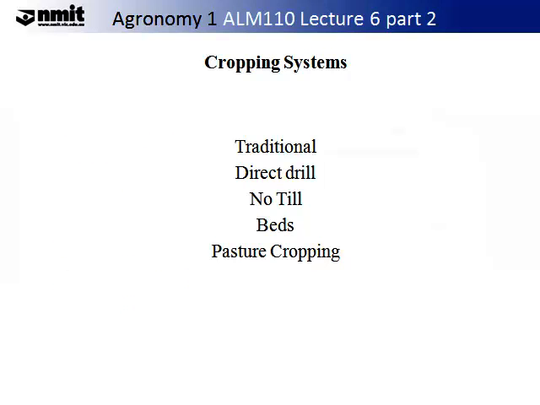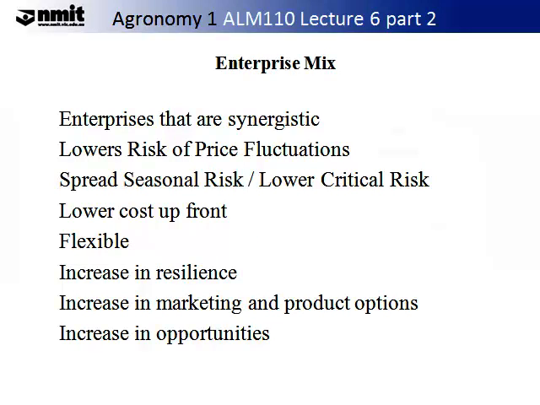The more common cropping systems used in Victoria and Australia are shown on the slide, and they include traditional, also called conventional, direct drill, no-till, beds and pasture cropping. There is a small industry of hydroponic cropping and glasshouse controlled conditions cropping. There is much evidence to show that farmers that are able to diversify are commercially more successful and are able to cope when times are tough.